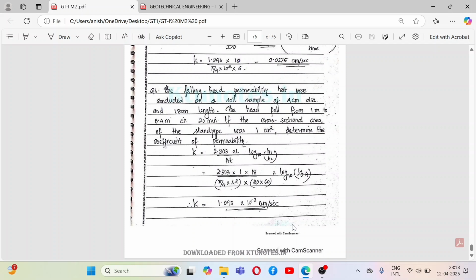K is equal to 1.093 into 10 power minus 3 mm per second. Do remember to write the unit of whatever answer you get. Do not forget. I've seen a lot of wrong answers with no unit. So this is a very simple problem. You can just refer to the Arora and Punmia textbooks for much better problems.